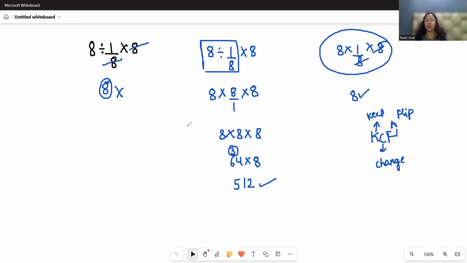So what is the difference between 8 divided by 1/8 or 8 multiplied by 1/8, right?